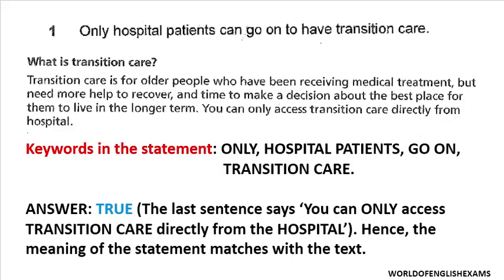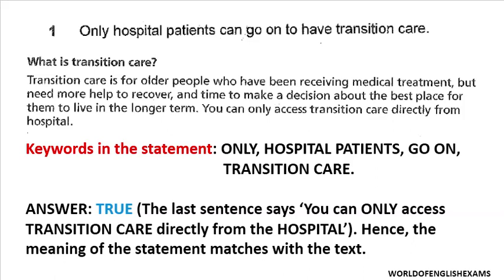Okay, so the first statement, the first question I must say, is: only hospital patients can go on to have transition care. Now, what do you understand from this? Only those patients in a hospital can be eligible to have this transition care. So you need to take a few moments to analyze what that statement means. Here, forget about the passage for the time being. Just look at the keywords in the statement.